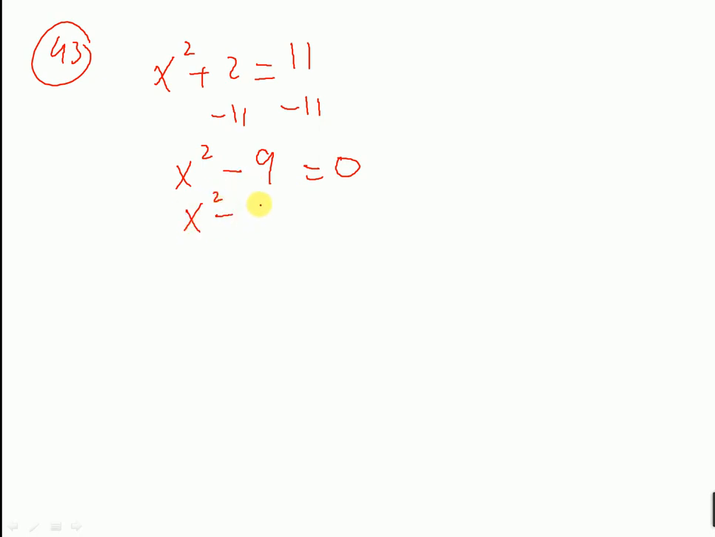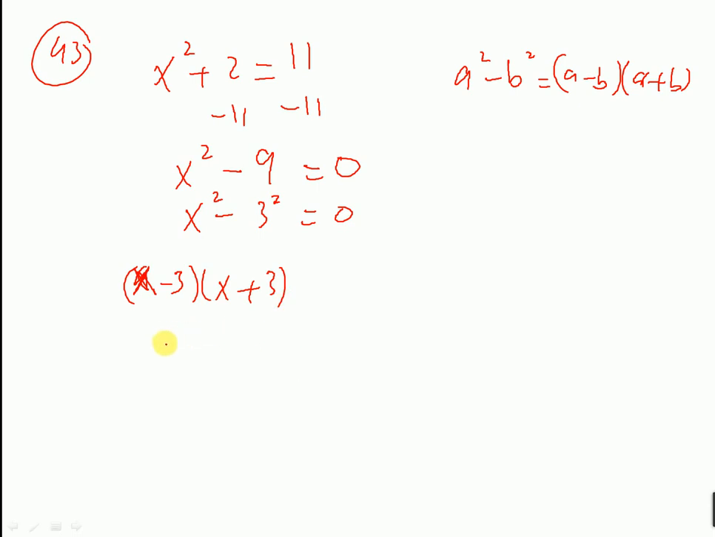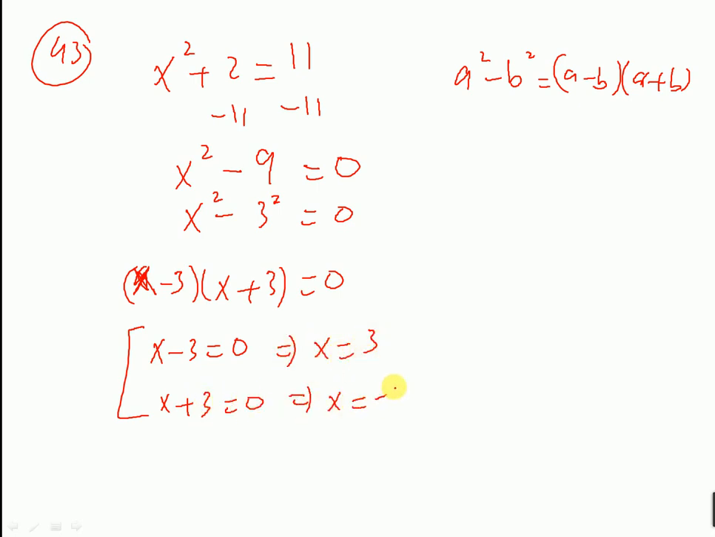So this one is what? You can write this as x squared minus 3 squared, and remember a squared minus b squared equals a minus b times a plus b. So you can rewrite this as x minus 3 and x plus 3, and this is true only when each of them equals 0, or x equals 3 and x equals minus 3, and this should be D. Let's go to the next problem.